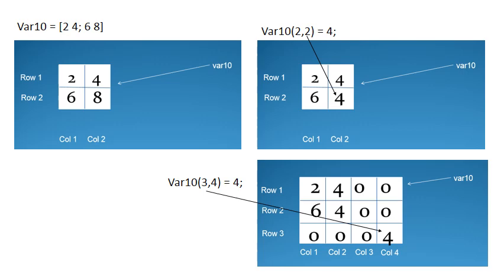Then in the bottom right hand corner we do something interesting. We say variable 10 row 3 column 4. Now clearly up to now variable 10 did not have a row 3 or a column 4. What it then simply does, it puts 4 in row 3 column 4, and all the extra cells that were added to the matrix are initialized to 0. So variable 10 now becomes bigger. The 4 goes into row 3 column 4 and all the additional cells are initialized to 0.